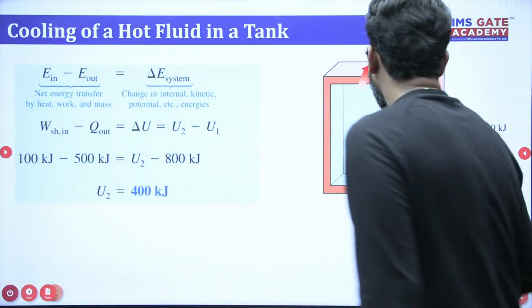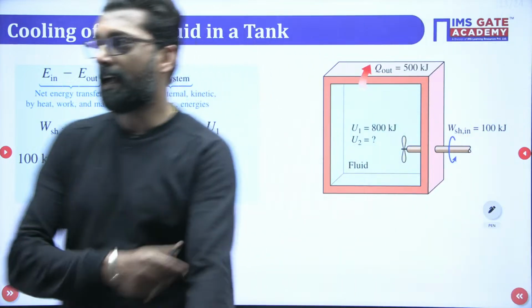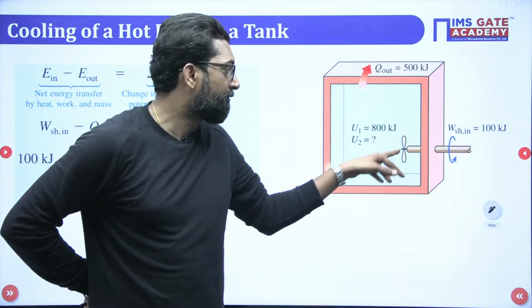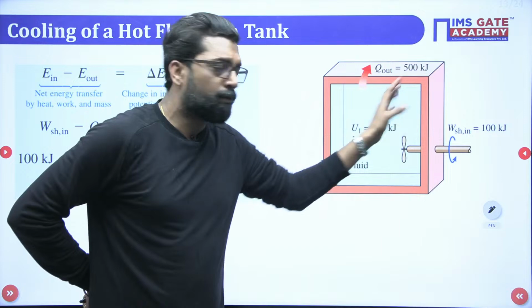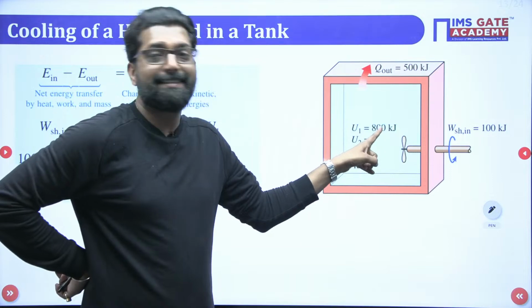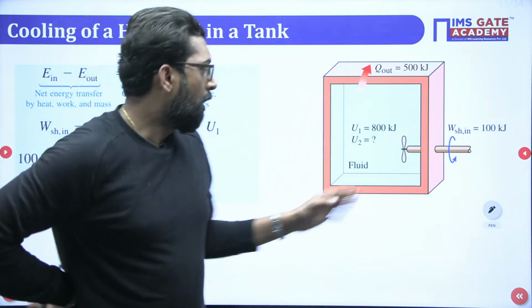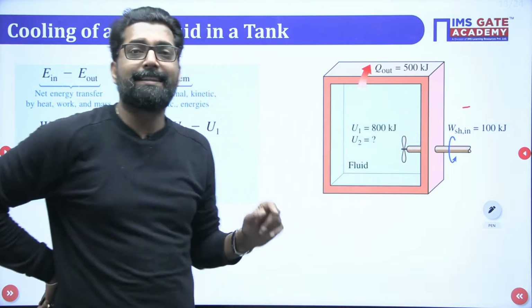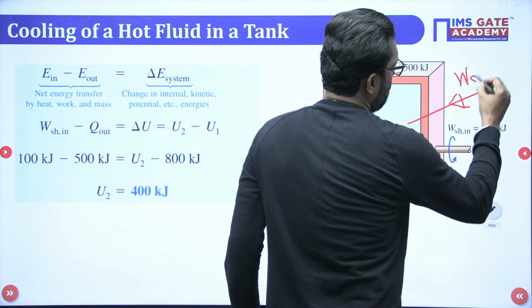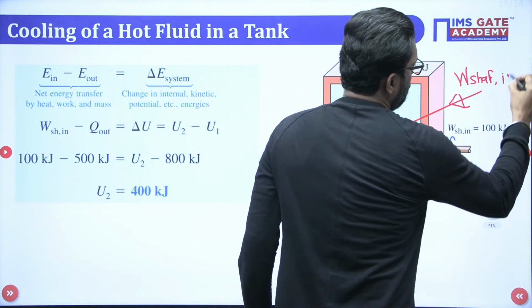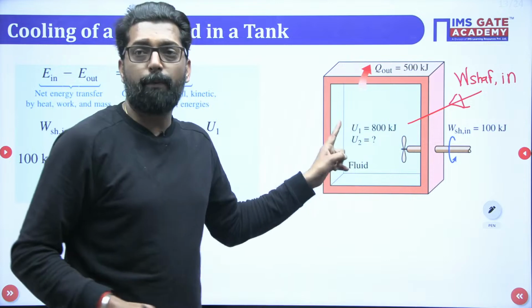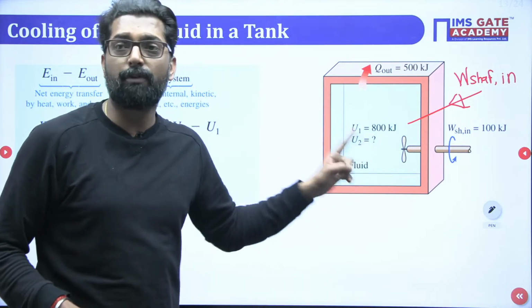Now next one, see this example. There is a container, okay, this is your container, and in this container there is a shaft work. So let's suppose before stirring the system, its internal energy is initially 800 kilojoule. Now there is a fluid. If you enter energy, that means there is a shaft work in.